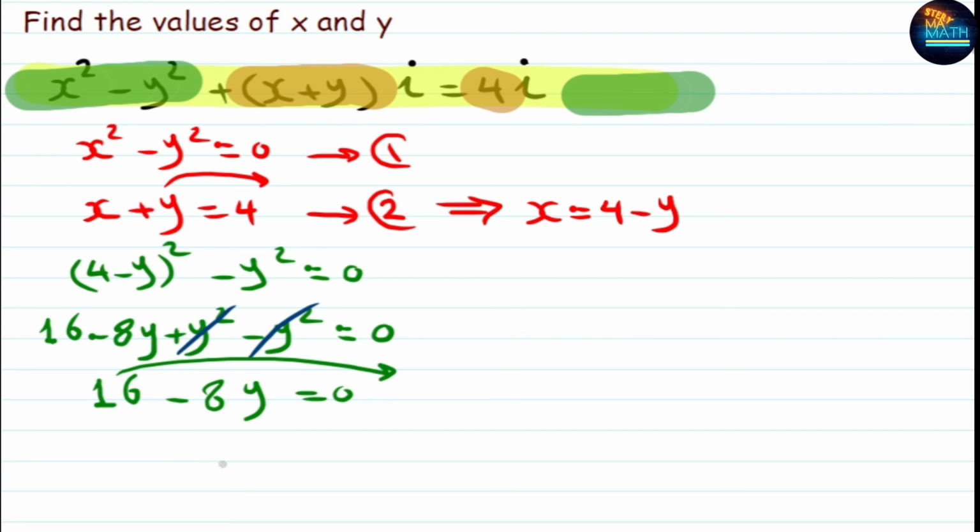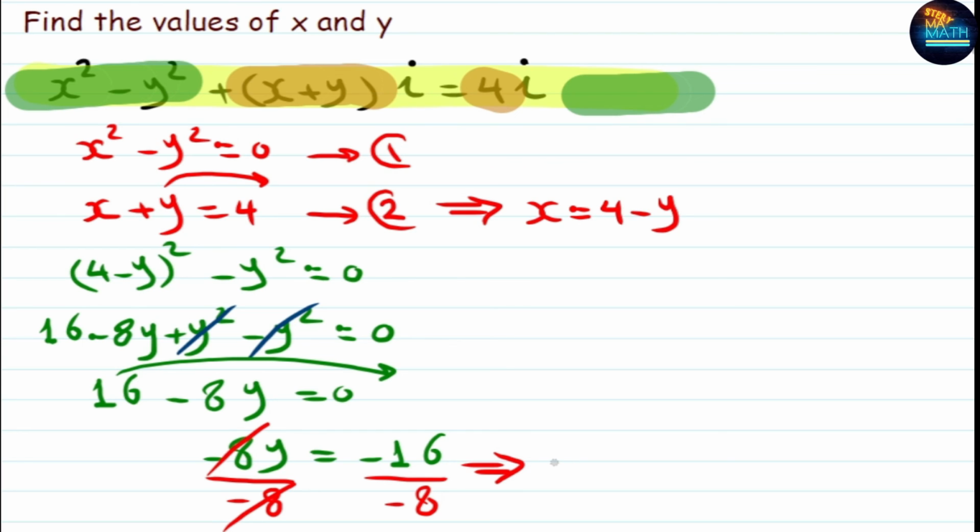Moving 16 to the other side, so negative 8y is equal to negative 16. Dividing both sides by negative 8 to get rid of negative 8, which is the coefficient of y. So negative 8 and negative 8 cancel each other out. So you have y is equal to, and negative 16 divided by negative 8 is 2.